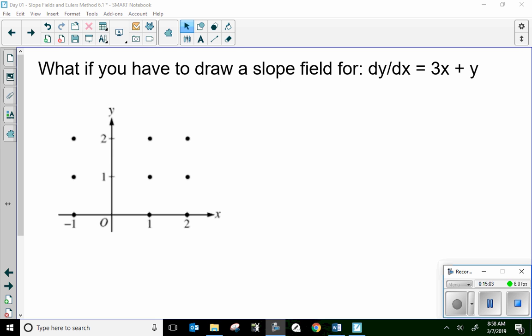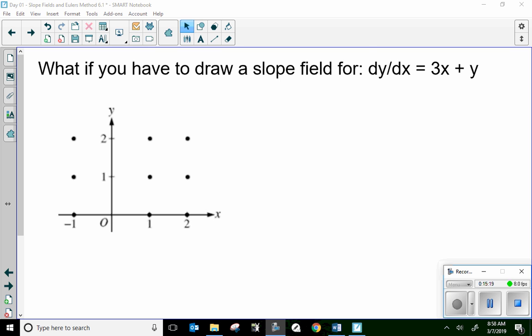I am going to put the slope field. I'm going to draw lines that represent the slope at the coordinates everywhere there's a black dot. Notice on the y-axis there are no black dots, so I don't care about that. Only where the black dots are.